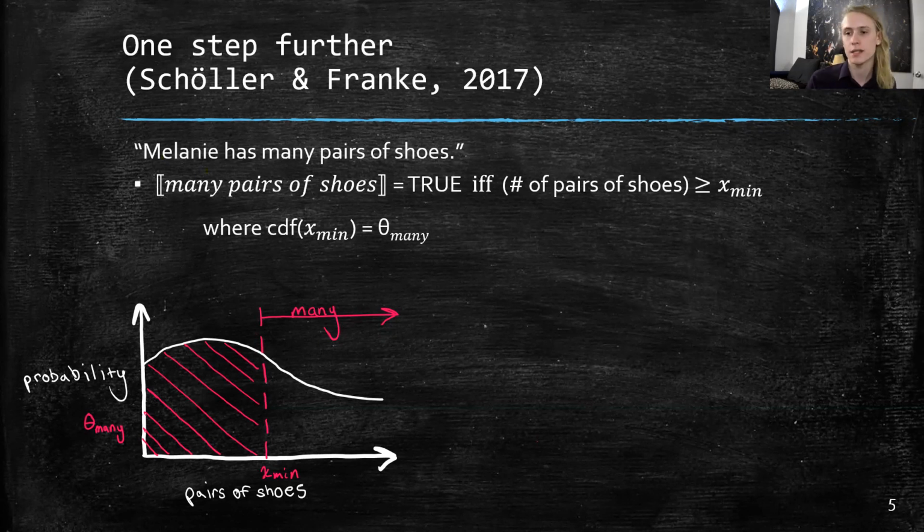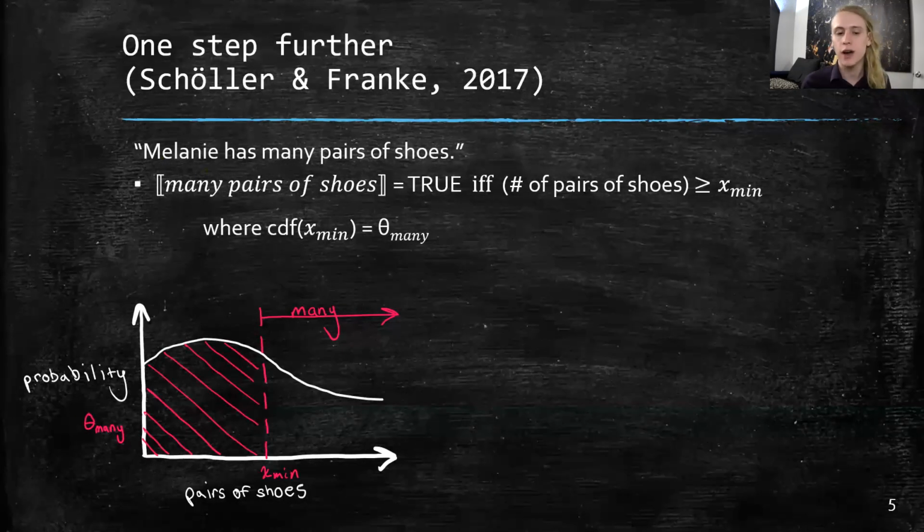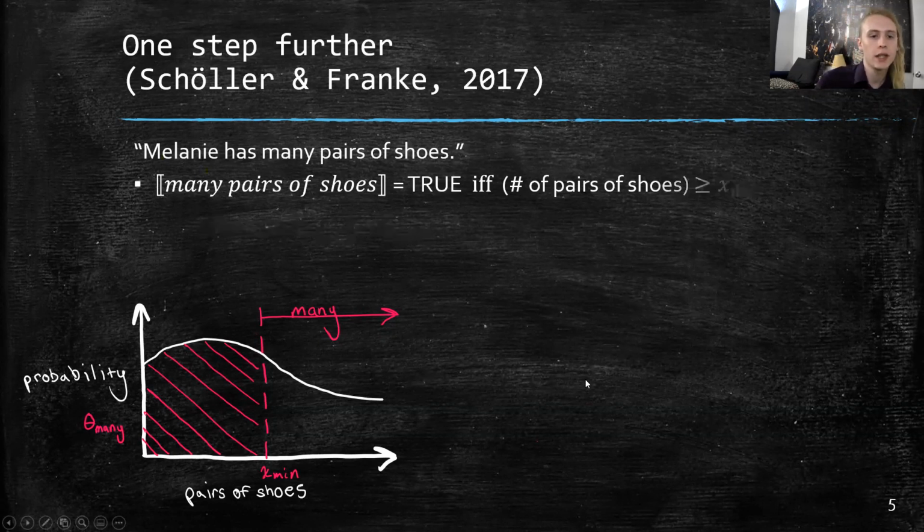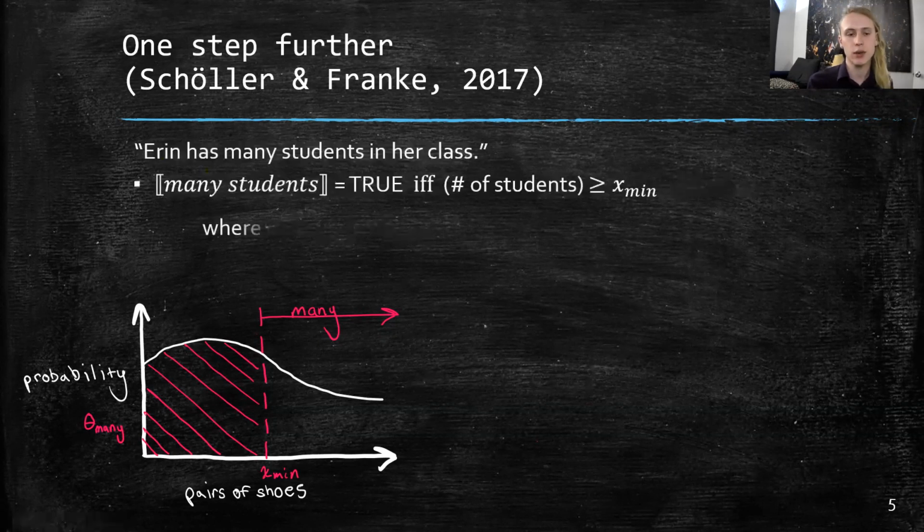Another way to think about it is in terms of percentiles. Probability curves have a total area of 1 underneath them. And so the theta many is going to be somewhere between 0 and 1. If it's 0.5, it'll represent basically the 50th percentile of pairs of shoes that Melanie might have, or 0.75 would be the 75th percentile. And the fantastic thing about this threshold is that we can apply it to new contexts.